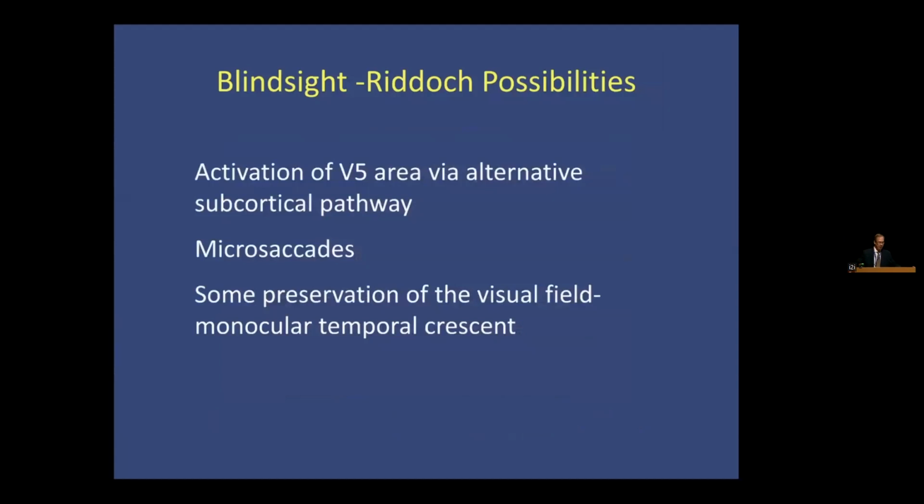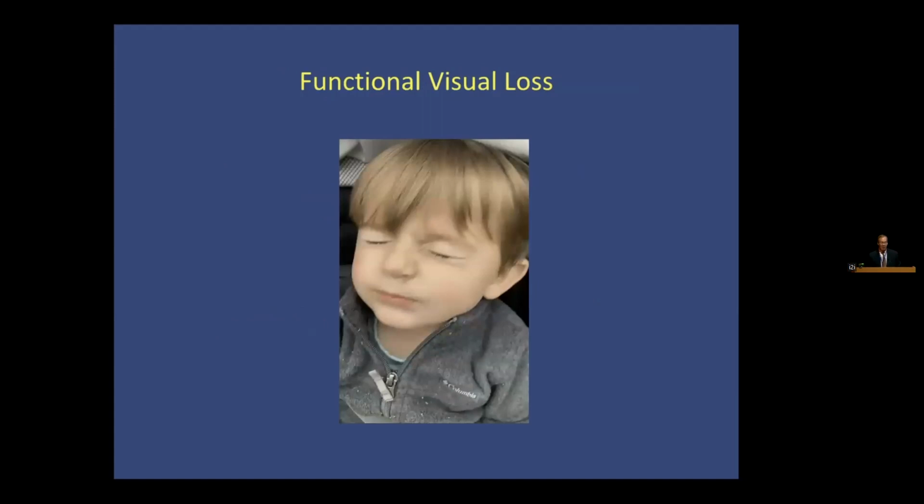So blindsight, or Riddoch phenomenon, possibilities are that there's an activation of V5 via an alternative subcortical pathway, that microsaccades are made bringing an effective field into a defective field that we just don't recognize, or, as I think was present in my patient, there was likely a preservation out in the monocular temporal crescent, the far periphery, that only really sees motion well, does not see form vision well. I do believe that he had some temporal crescent sparing out there that allowed him to see motion. But not all visual loss that we see alleged is going to have any imaging correlations.